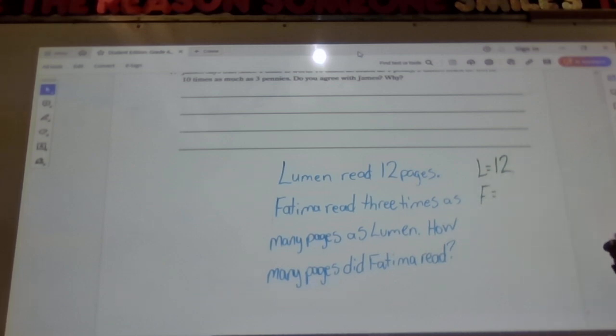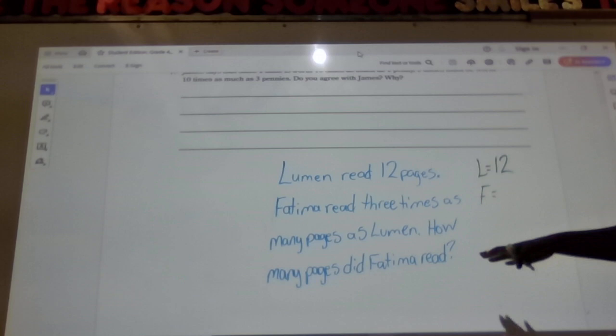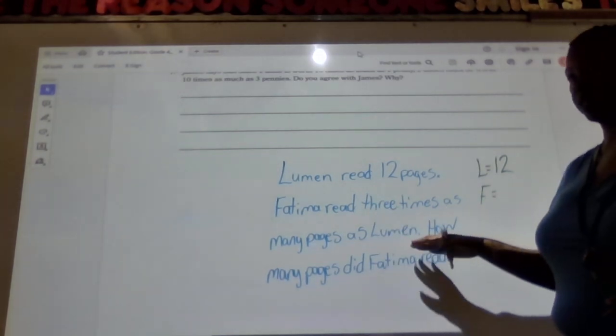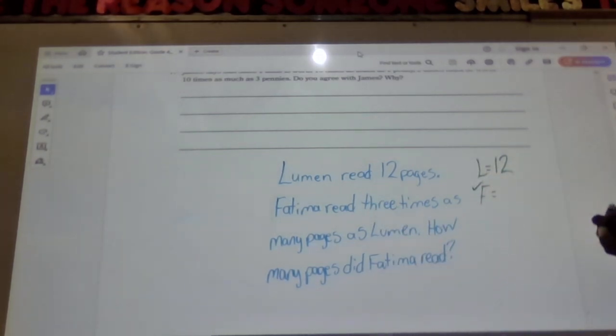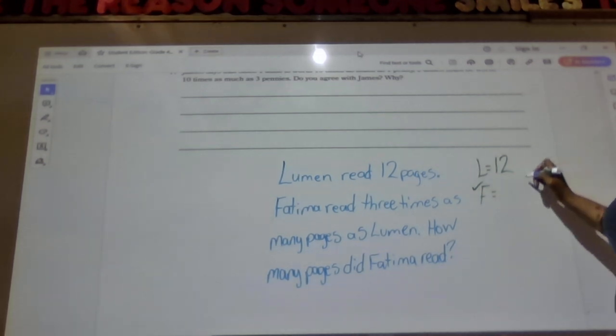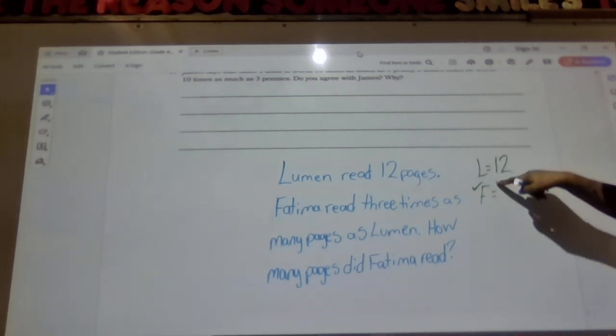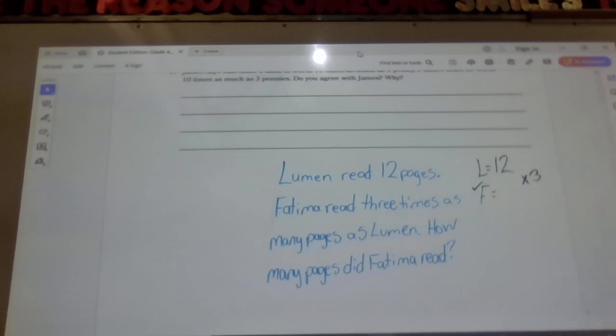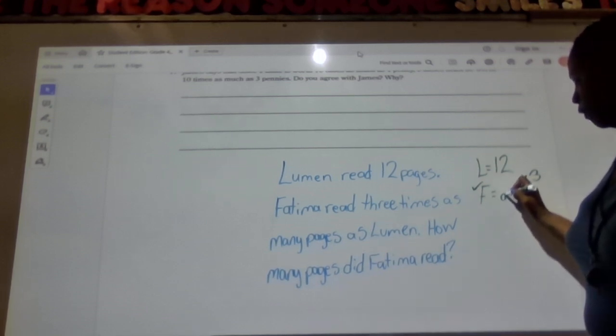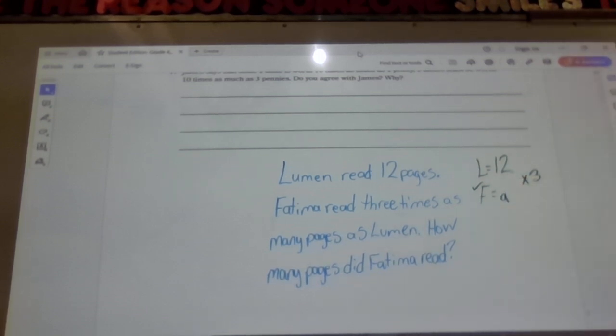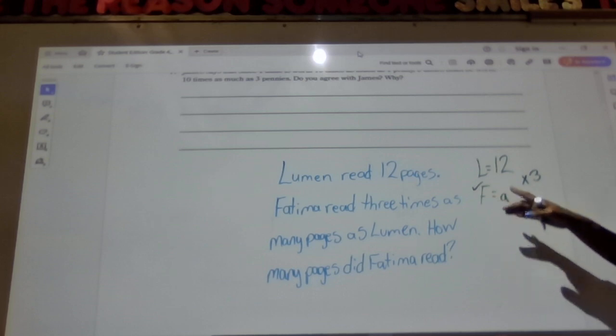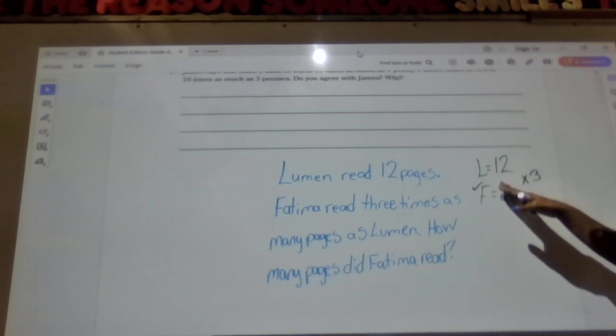So here I'm going to decide who read more. It says Fatima read 3 times as many pages as Lumen. So Fatima gets the check mark. The 3 times as many is represented off to the side in the middle. Then it says, how many pages did Fatima read? Well, we don't know. That's the unknown that we're going to try and find out, and we're going to put the variable A until we can solve it. So we know Fatima's answer, because it is checked, must be larger than Lumen's 12.